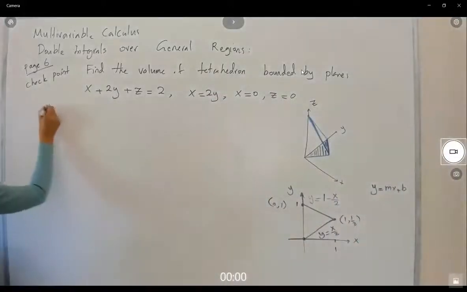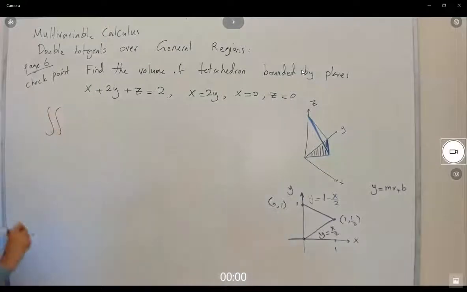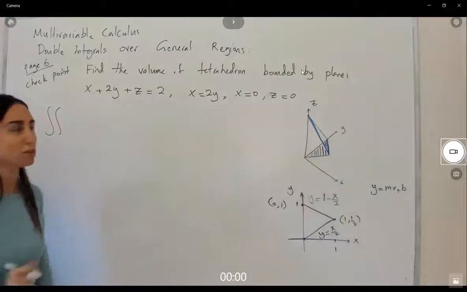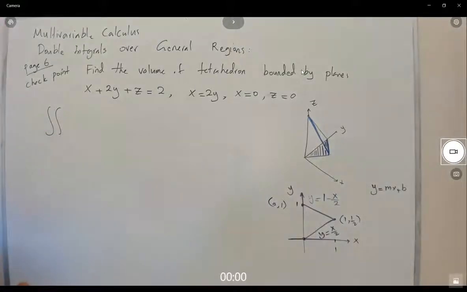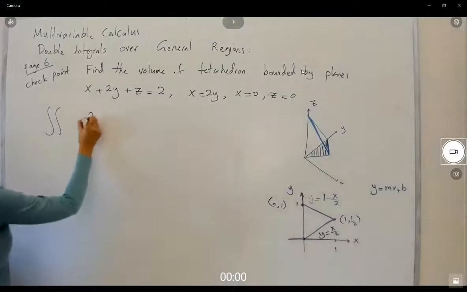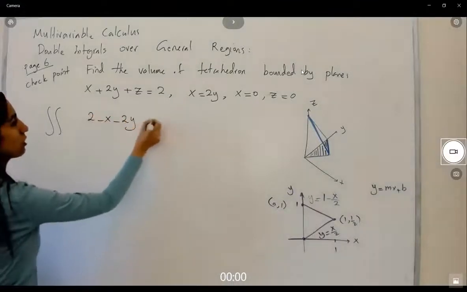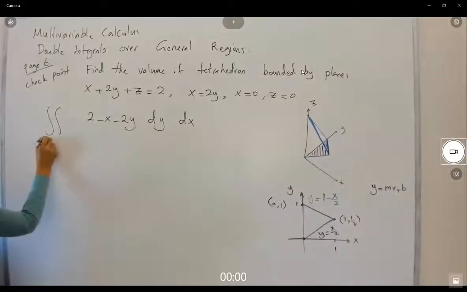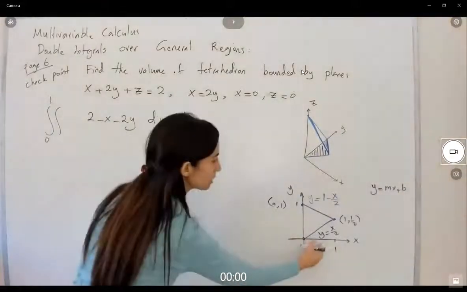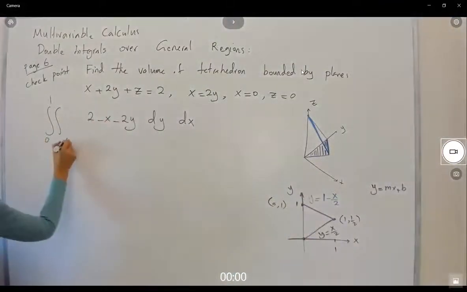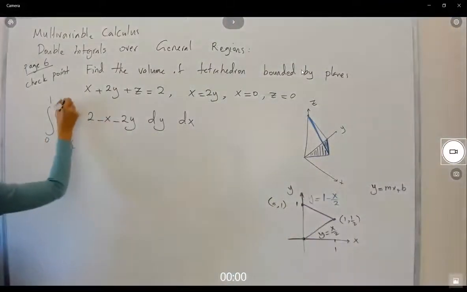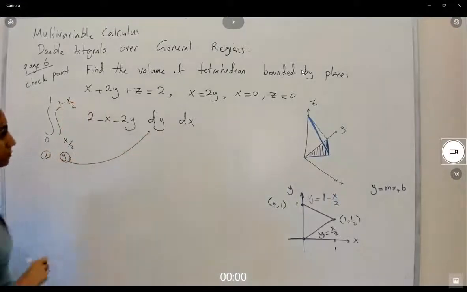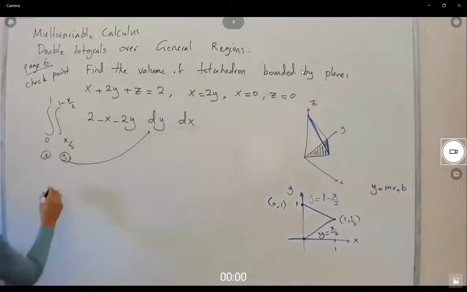We are finding the volume. So in this case, we're using a double integral. Remember that we can use a triple integral. So here you have your function z equals to 2 minus x minus 2y, dy dx. My x is in between 0 and 1. My y is in between x over 2 and 1 minus x over 2. Here we go. So let us start taking the integral.